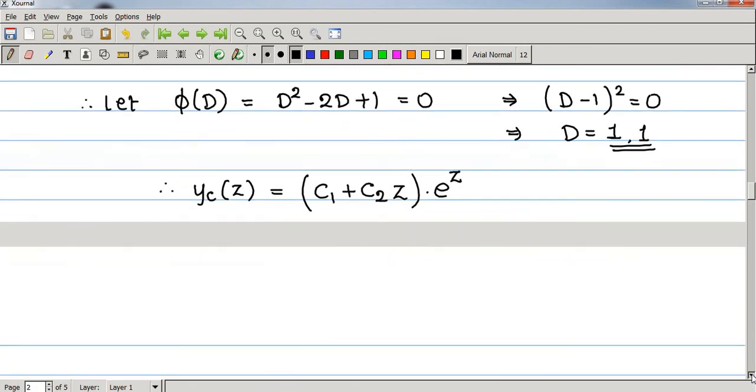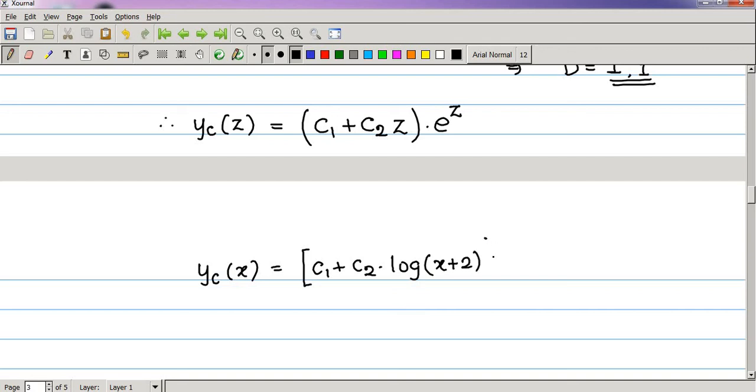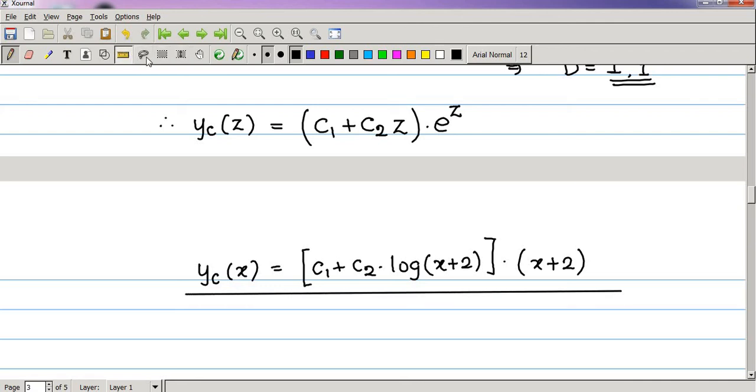To convert it in terms of variable x, we put z is equal to log of x plus 2. Therefore the complementary function in terms of variable x is c1 plus c2 log of x plus 2, since z is equal to log of x plus 2, into e raised to z, which is simply x plus 2. So this is your required complementary function. We can denote this by equation number 2 now.